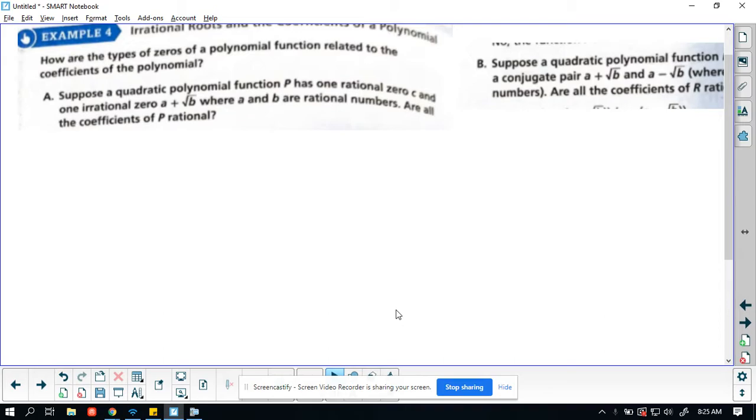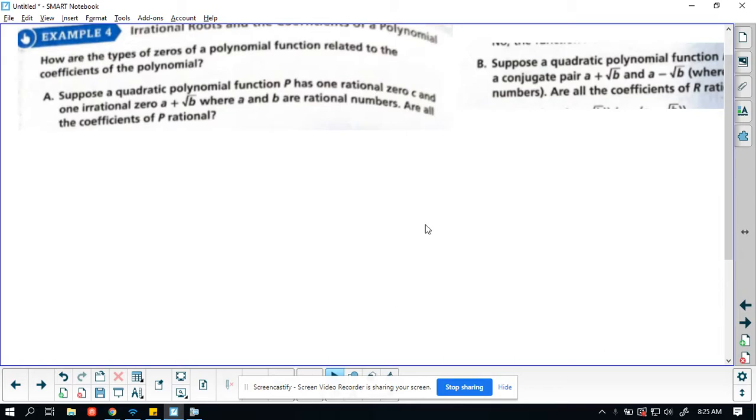In this one we're going to look at irrational roots and coefficients of polynomials. And this is just a conceptual understanding. So if you understand it from the book, then that's perfectly fine, or from the notes that I uploaded. But remember that if r is a zero of a polynomial, then x minus r is a factor.